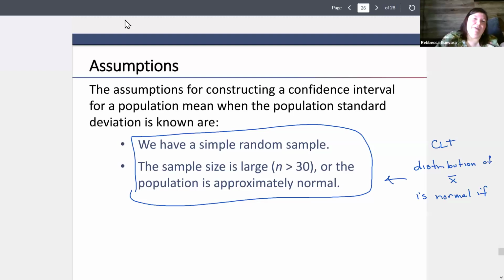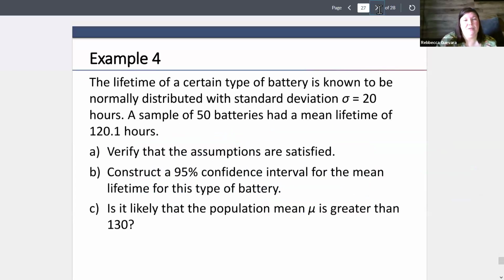We've been just kind of skipping around that because we've just been trying to get the idea of a confidence interval. So just as an example, the lifetime of a certain battery is known to be normally distributed with a standard deviation of 20 hours, and a sample of 50 batteries has a mean lifetime of 120.1 hours. So we need to first verify that everything is satisfied.